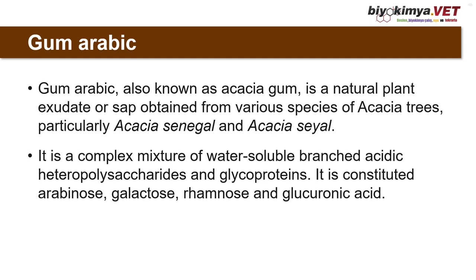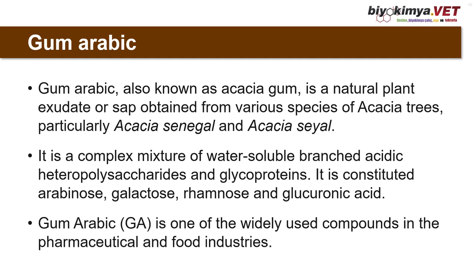It's a complex mixture of water-soluble branched acidic heteropolysaccharides and glycoproteins. It is constituted of arabinose, galactose, rhamnose, and glucuronic acid. Gum arabic is one of the widely used compounds in the pharmaceutical and food industries. It is often used as a thickening, emulsifying, and stabilizing agent in food and beverage products.